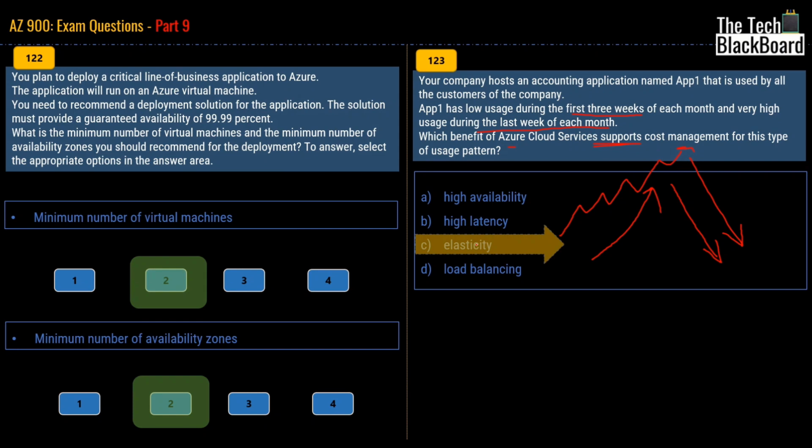We have talked about elasticity in our previous videos as well. But for those who are new here, elasticity is the ability to quickly expand or decrease computer processing, memory, and storage to meet changing demands. And that's why elasticity is the correct option.